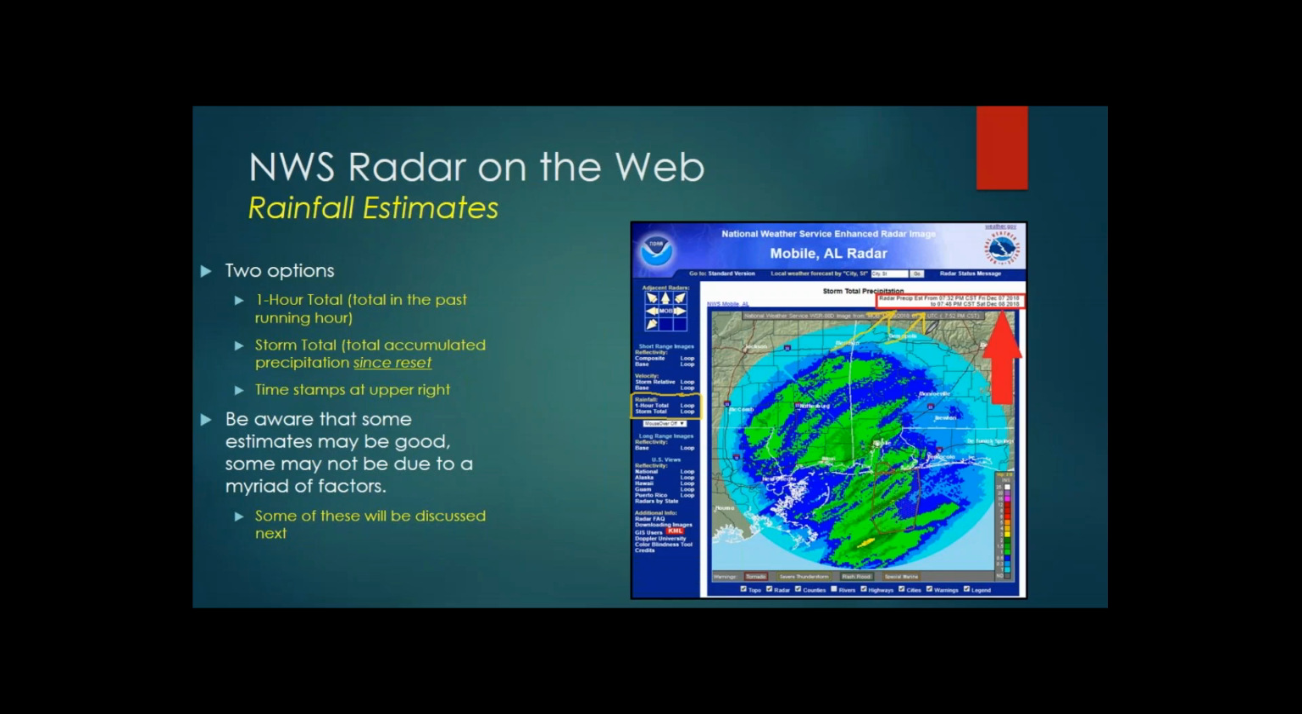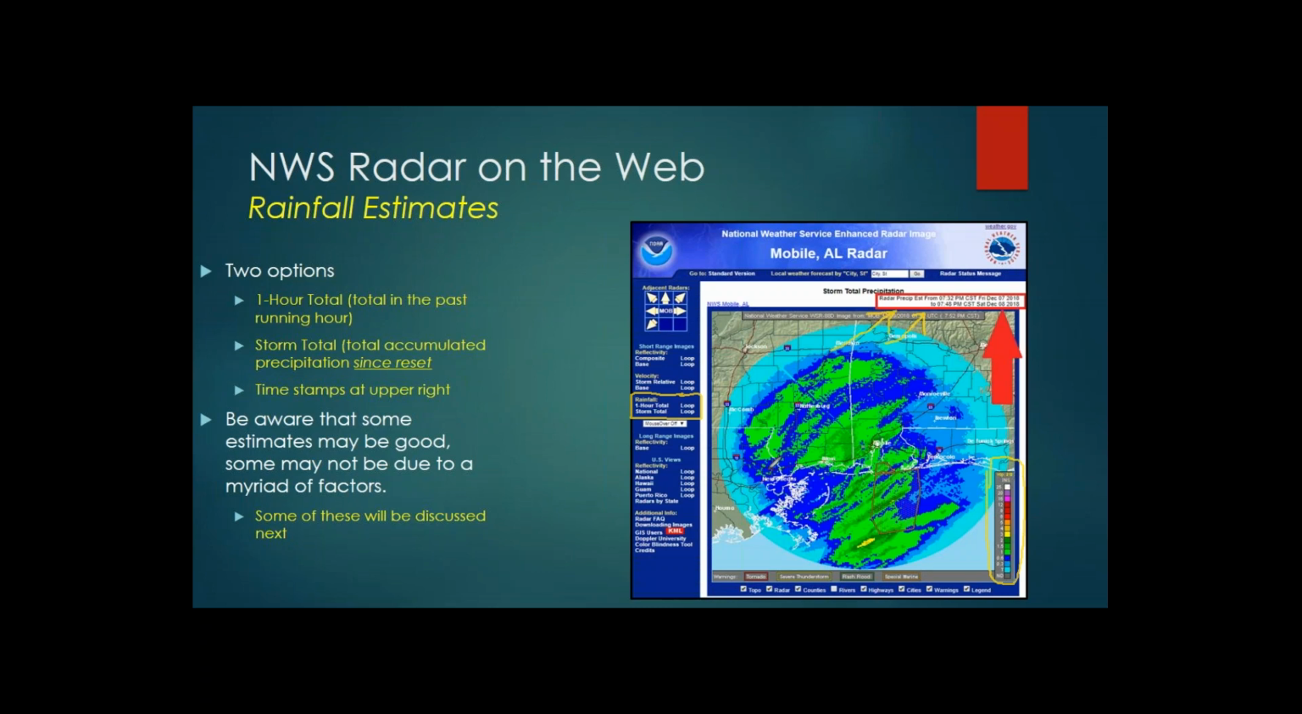The 1 hour is always within the last hour. The storm total could be 4 hours, 8 hours, 1 day, 2 days, 5 days. It depends on what you're looking at. In this case, we're looking here, it looks like it's just a 1 day total, about a 24-hour total. And this is just the amount, the accumulation that the radar is estimating has fallen. And there's a scale down here that you will see that it estimates.